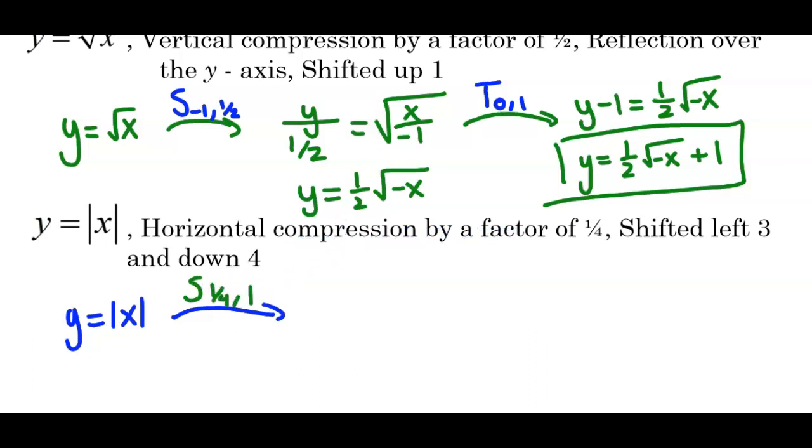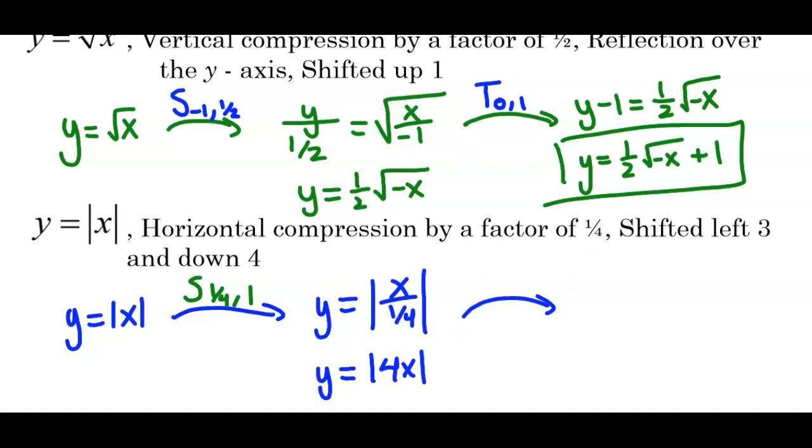comma 1. So in our function, we have y equals the absolute value of x divided by 1/4. And we can simplify that, so that's y equals the absolute value of 4x. And then we're going to shift that function left 3 and down 4. So left 3 means we're subtracting 3 from our x values. Down 4, we're subtracting 4 from the y's. So in our function, we're going to have y plus 4 equals the absolute value.